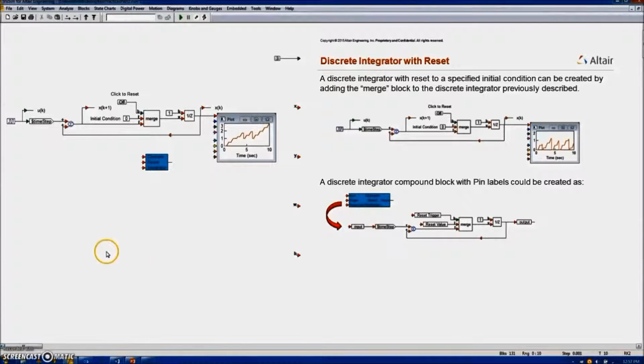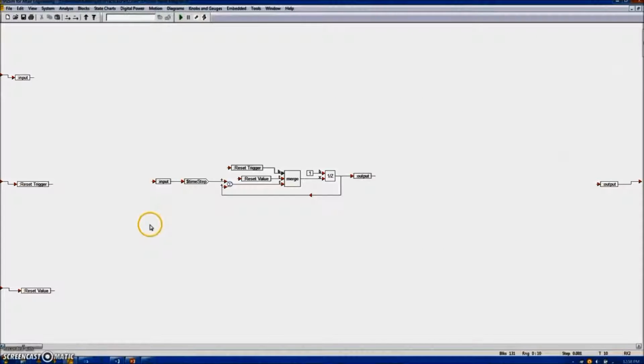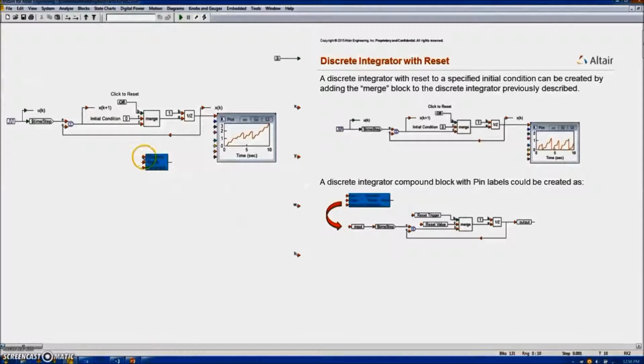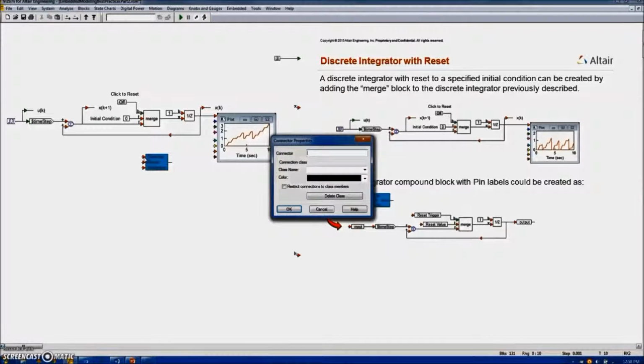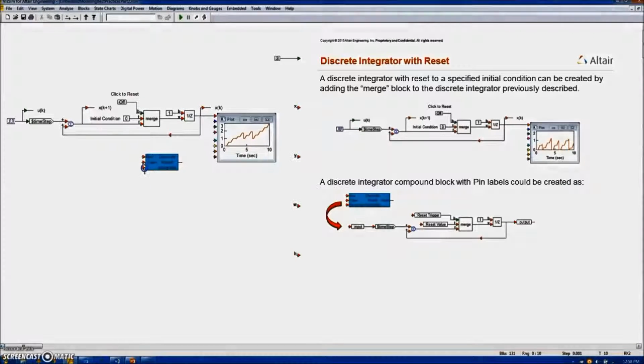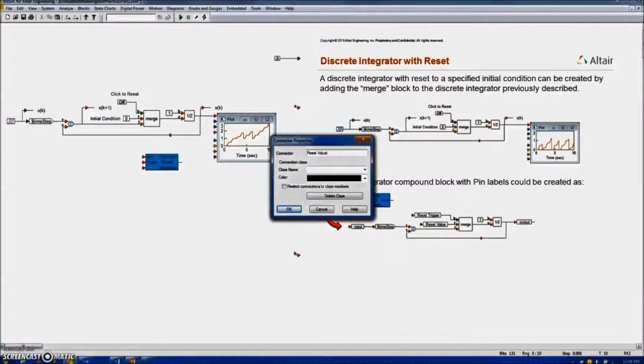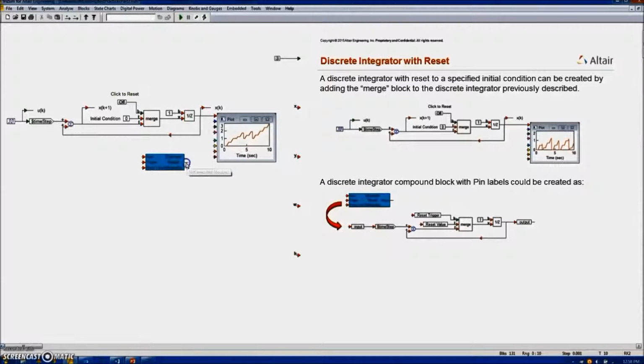The discrete integrator with reset is used frequently enough that it makes sense to put it into a compound block, which I've done here. Within the compound block, I have 3 inputs, the input, the trigger, and the reset value, and the output is produced then. I can label the pins by double-clicking input, trigger, and reset value, and I can label the output as well.